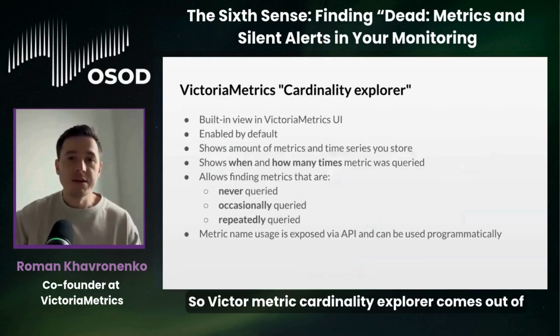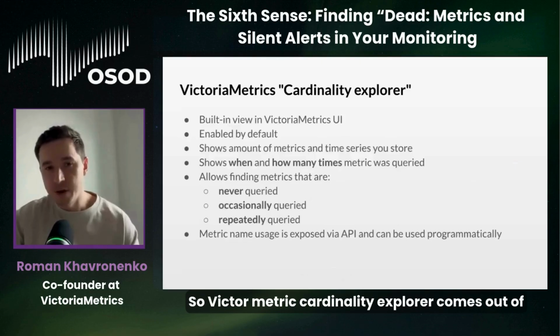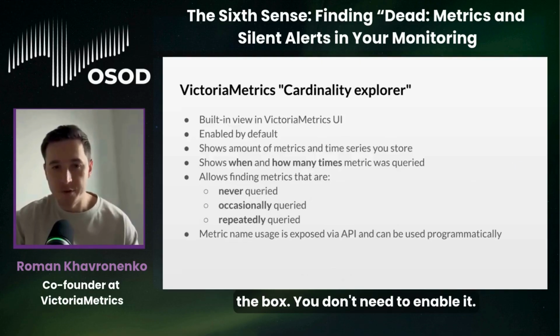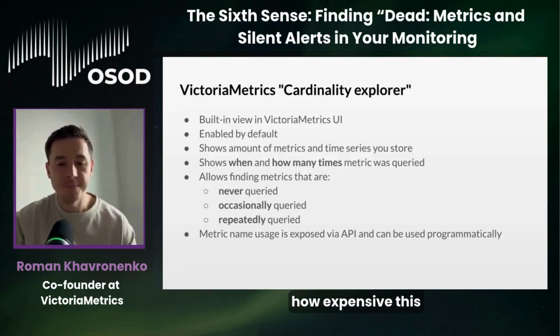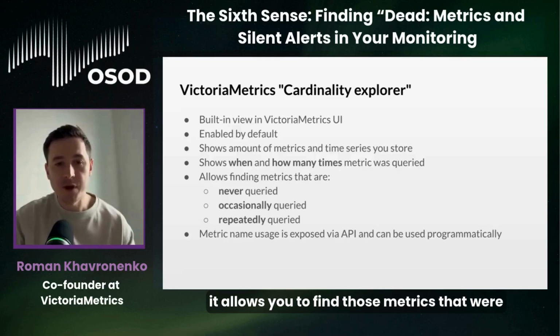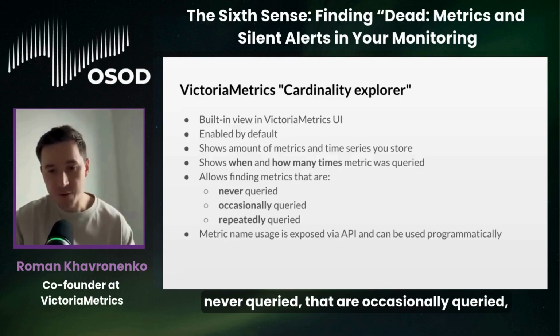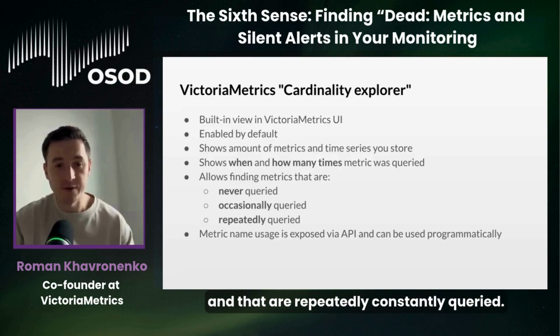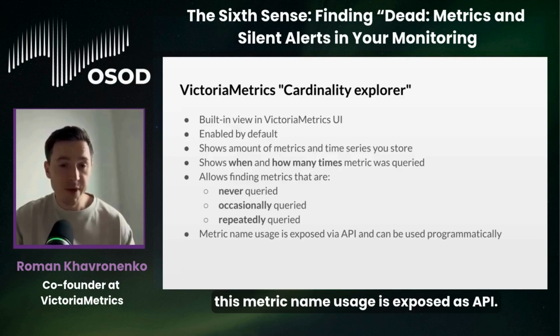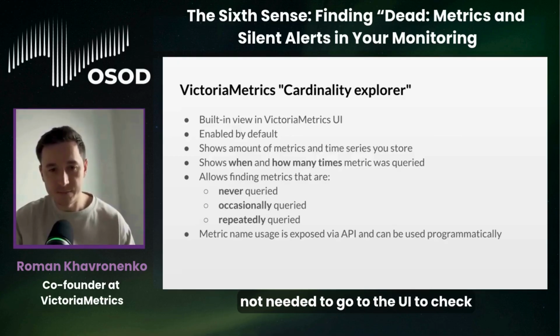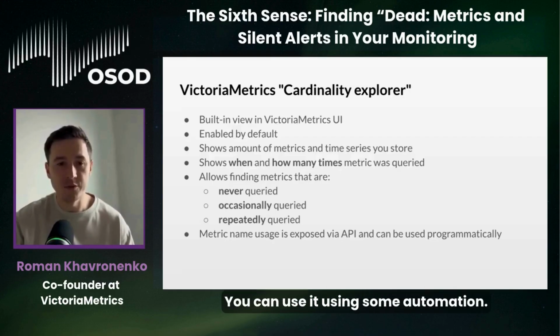Okay. So VictoriaMetrics Cardinality Explorer comes out of the box. You don't need to enable it. It helps you see what exactly you store and how expensive these metrics are, and it allows you to find those metrics that were never queried, that are occasionally queried, and that are repeatedly, constantly queried every second. By the way, this metric name usage is exposed as an API, so you can use it programmatically. There's no need to go to the UI to check it all the time. You can use some automation.